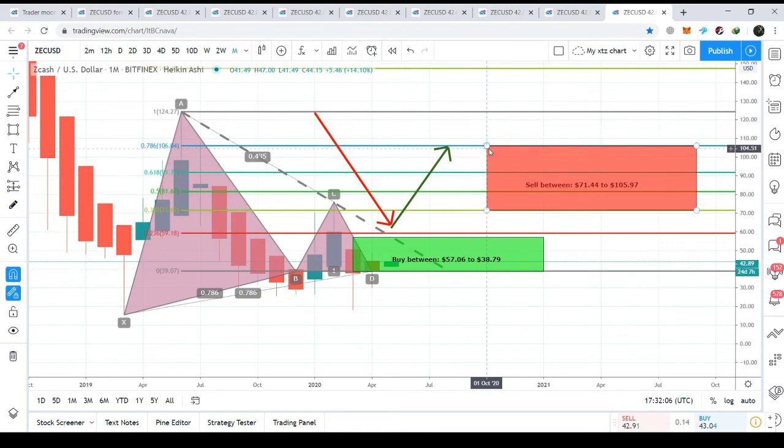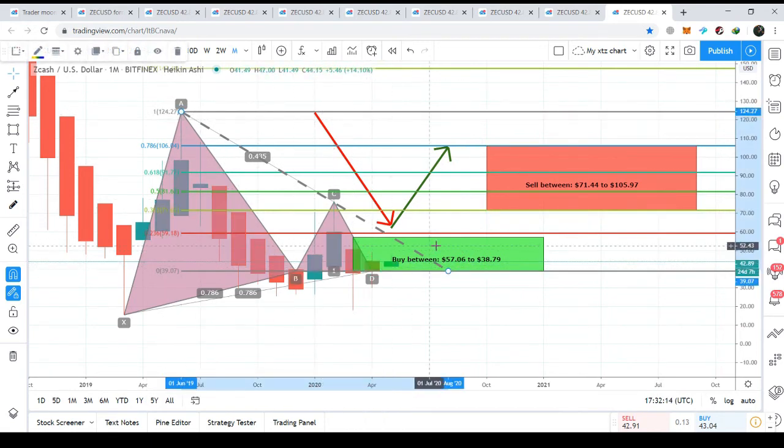This is the Fibonacci projection of the A to D leg, not the A to B leg. This is a Fibonacci projection from the A to D leg, and this move is up to more than 173%. A very powerful, big bullish move we can expect very soon. But this is the monthly chart, one candlestick is representing 1 month. Therefore, it can take some time. This trade needs some patience.